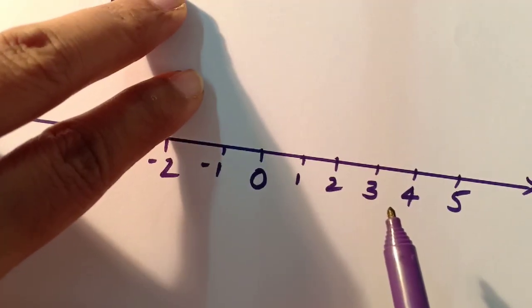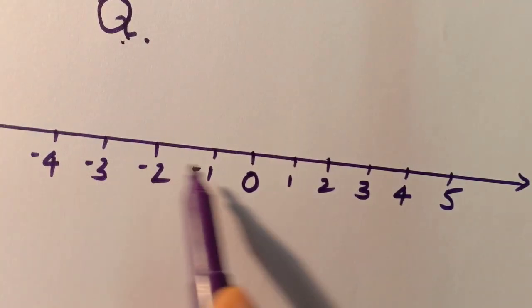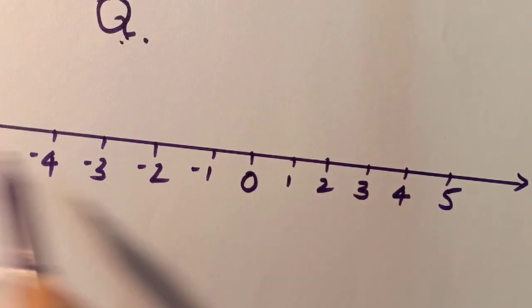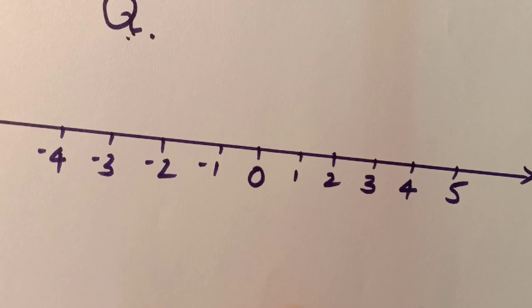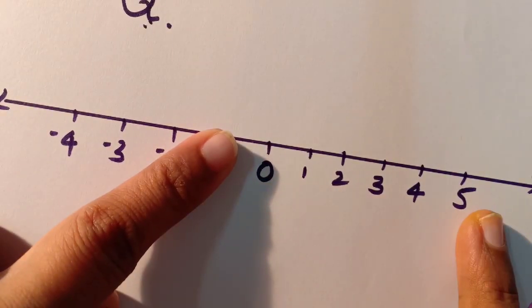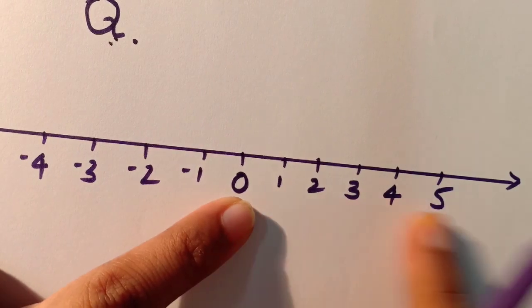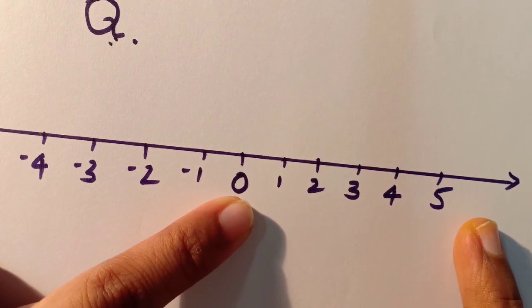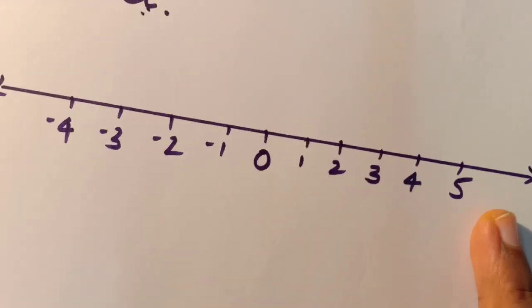Right? So, this is a line which is representing the integers. So, if we take only from 0, that is a representation of whole numbers. If we take only from 1, that is a representation of natural numbers. Okay, now how can we show the rational numbers?